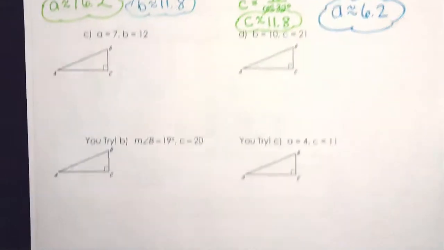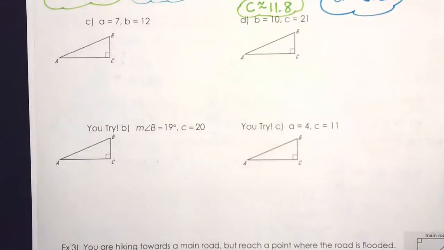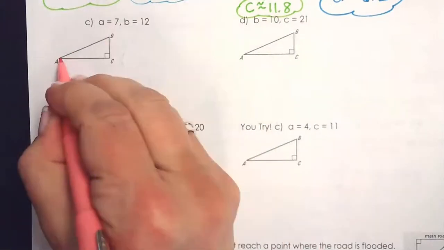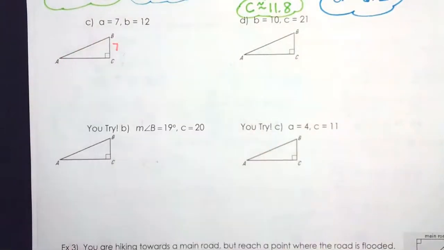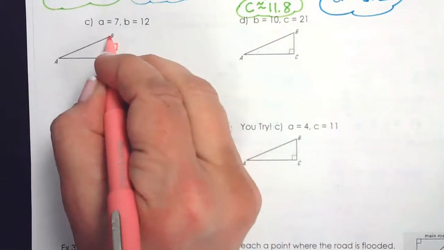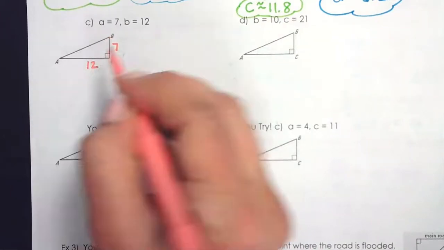So letter C, A is 7 and B is 12. So I'll label that side A across from A is 7. Side B across from angle B is 12.